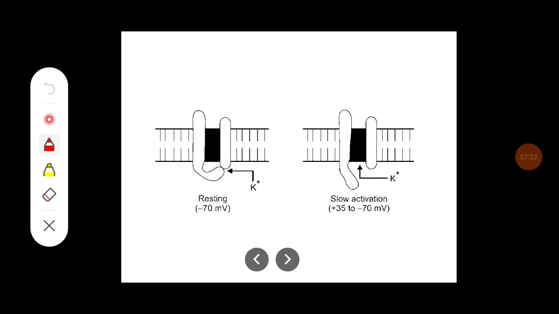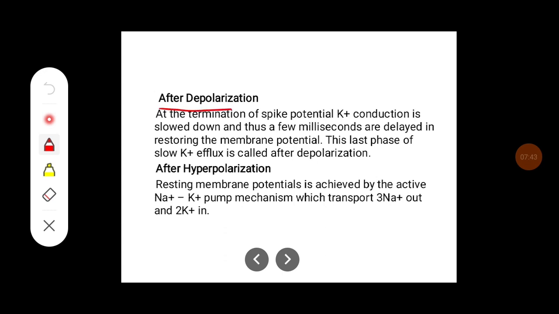At plus 35, the potassium channel is going to open, and this leads to potassium efflux, and this potassium loss continues till the hyperpolarization state. After depolarization: at the termination of the spike potential, potassium conduction is slowed down, and thus a few milliseconds are delayed in restoring membrane potential. This last phase of slow potassium efflux is called after depolarization.